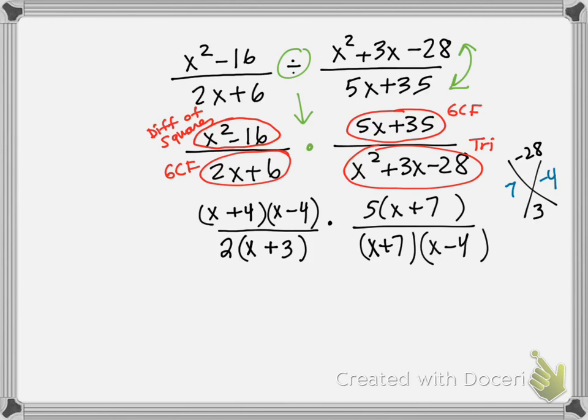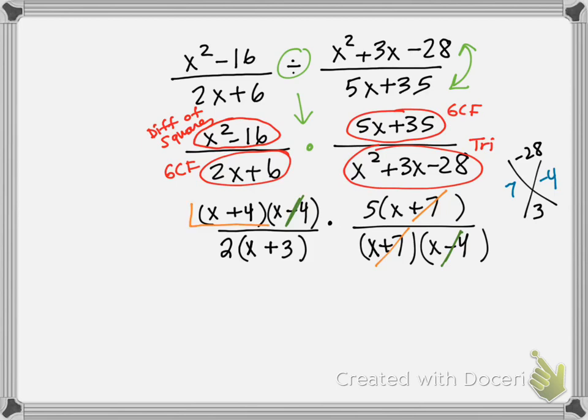Now that everything's factored, I'm taking a look to see if there's any matching factor in the numerator and denominator, because that would simplify as 1. So if I take a look, it looks like I could cross out x plus 7's, because if I divide those, I get 1. I could cross out a pair of x minus 4's in the numerator and denominator, because that would simplify as 1. And that's it. So let's take a look.